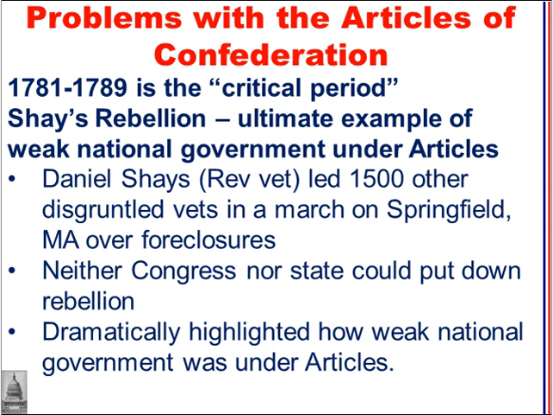Massachusetts adopted a constitution that appeared to favor the interests of the wealthy. The lower class who owned no property could not vote or hold office. Banks foreclosed on farms of many Massachusetts Continental Army veterans. In 1786, the Massachusetts legislature passed a law requiring that all debts be paid in cash. This led Daniel Shays and about 1,500 other disgruntled vets to march on Springfield, Massachusetts.